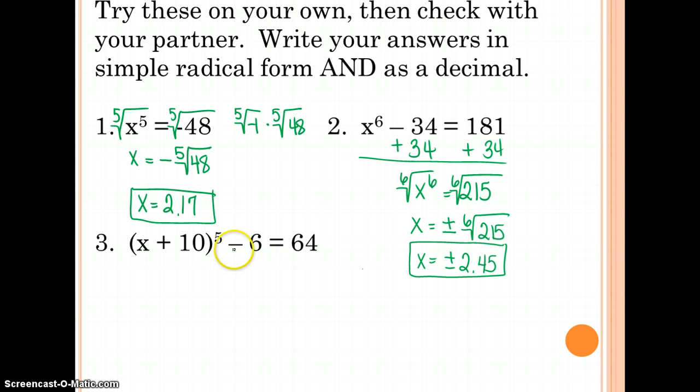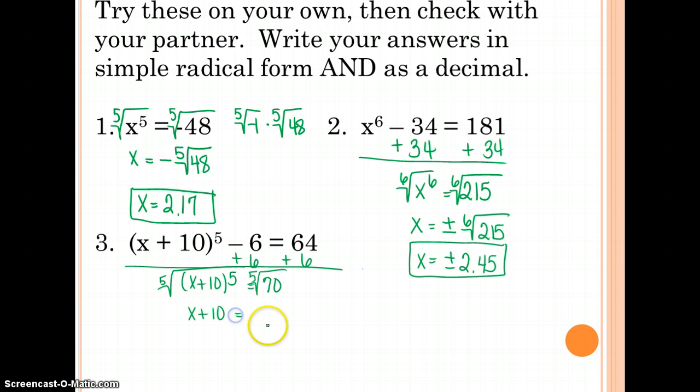Last question. This is a level 3, so I'm going to start by adding 6 to both sides to get the exponent term over here, the x plus 10, by itself. Then we're going to do the 5th root of both sides. X plus 10 is equal to, no plus or minus here, just the 5th root of 70, which, just like all the other ones we looked at, for some reason cannot be simplified. But now I can subtract 10 from both sides, and I get negative 10 plus the 5th root of 70. That's our answer as a simplified radical.